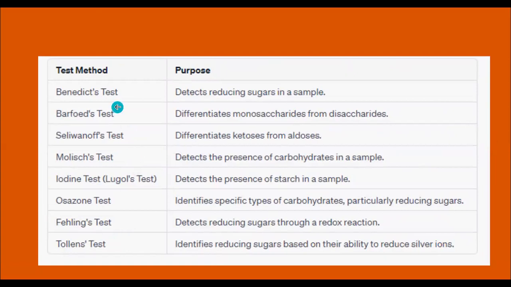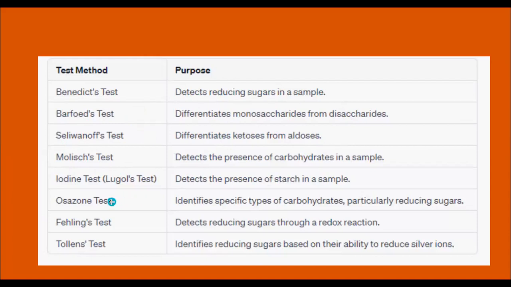You see, Benedict's test detects reducing sugars in a sample. Barfoed's test differentiates monosaccharides from disaccharides, because Barfoed's test is positive only for monosaccharides. Seliwanoff's test differentiates ketoses from aldoses. Molisch's test detects the presence of any carbohydrate. This is the most universal test, that is Molisch's test. Iodine test, presence of starch.